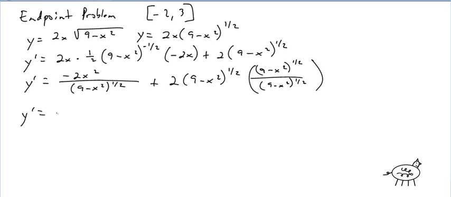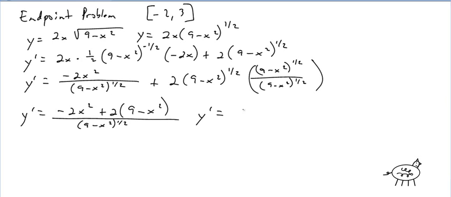So we get y prime is equal to negative 2x squared. Of course, (9 minus x squared) to the 1/2 times (9 minus x squared) to the 1/2 is just 9 minus x squared. So we get plus 2 times (9 minus x squared), all over (9 minus x squared) to the 1/2. Okay, and then let's simplify. You get y prime is equal to, distribute and combine like terms, negative 4x squared plus 18 over (9 minus x squared) to the 1/2 power. All right, that's pretty reasonable.